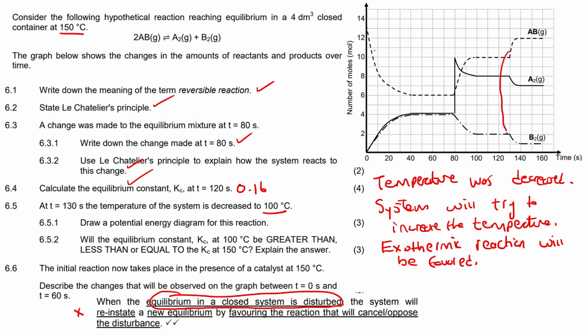Now we come here and see which reaction was favored. What we can see is that the amount of AB goes up, and the other two go down. So it means that the reverse reaction must be favored, because AB is now a product, since more of it is being produced, and these two are reactants because they're becoming less. So we can say here, reverse reaction was favored.